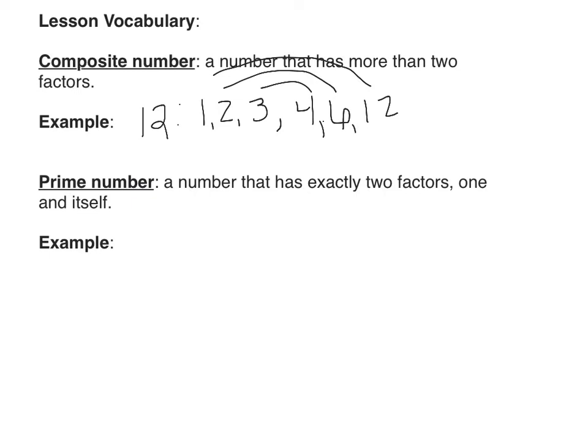Your next vocabulary word is prime number, and a prime number is a number that has exactly two factors, the number 1 and itself. So an example of this would be the number 5. So if we think of factors that multiply to get the number 5, we have 1 and 5, and that's it. So notice there's the number 1 and then the number 5 itself. So that makes it prime. So please pause, write these lesson vocabulary words and the examples in your notebook.